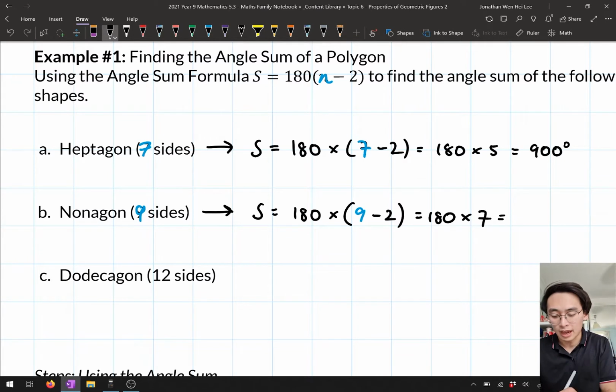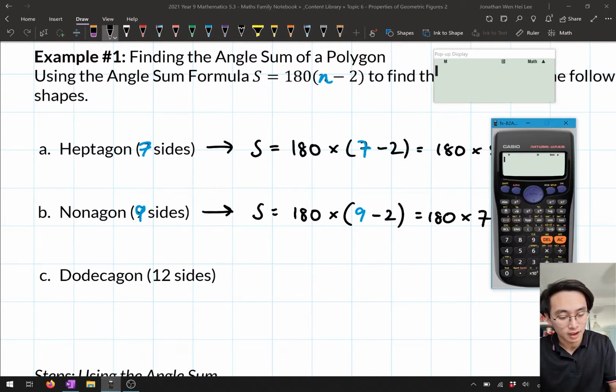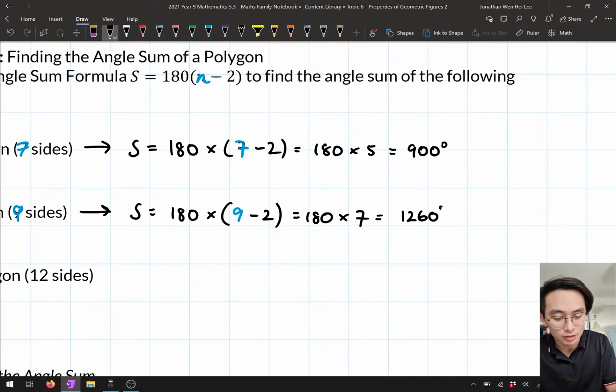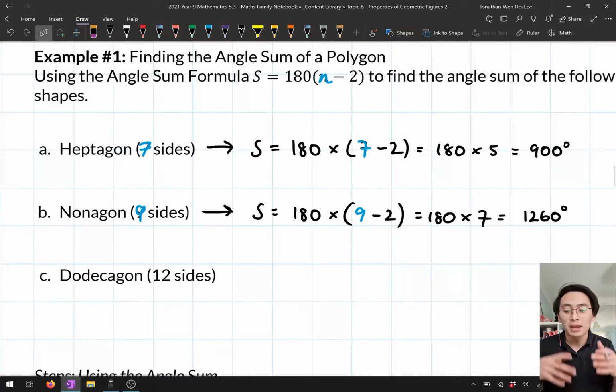And if you're not sure how to do this, you can always chuck this in a calculator. So I go 180 times, and I can put it as 9 minus 2. And that'll give me 1,260 degrees. So it tells me for any 9-sided shape, any nonagon, if I add up all the angles inside that shape, it will always give me 1,260.